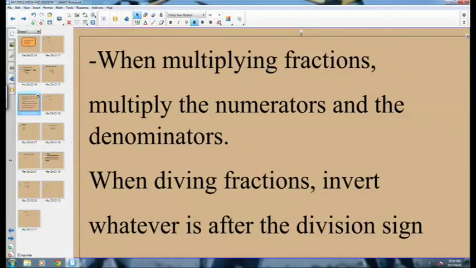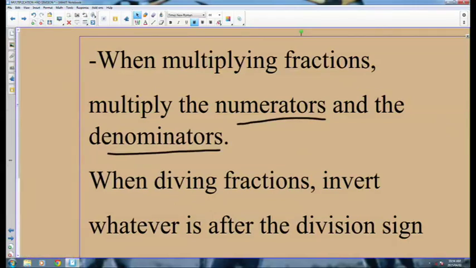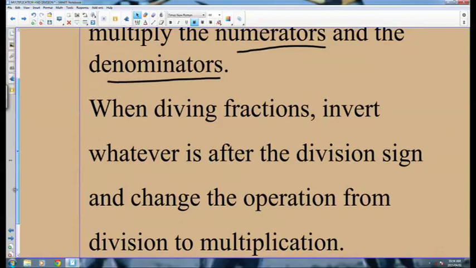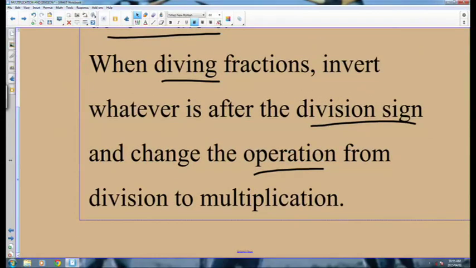It says when multiplying fractions, multiply the numerator and the denominator. That is, before you can start multiplying the fractions, what you need to do is to multiply the numerators and the denominators. And then this goes on to say, when dividing fractions, invert whatever is after the division sign and change the operation from division to multiplication. So after you invert, you will change the division sign to multiplication. Then that's when you can carry out your operations.